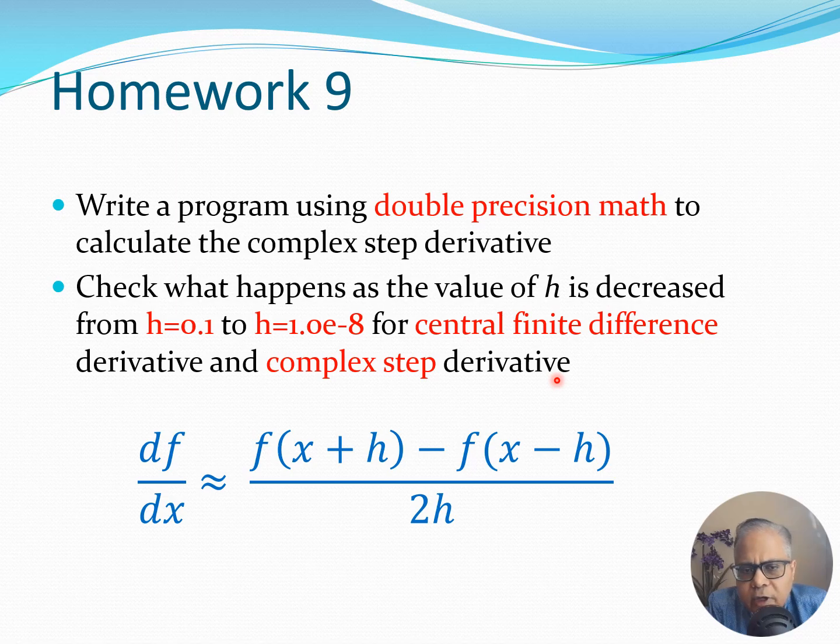Now, one more thing you can do is check what happens with the central finite difference derivative. So remember, the central finite difference derivative is given by this formula, that is df/dx is approximately equal to (f(x+h) minus f(x-h)) by 2h. If you use this formula, you get somewhat better derivatives, and you can compare that with the complex step derivative. Again, the complex step is going to work out better.